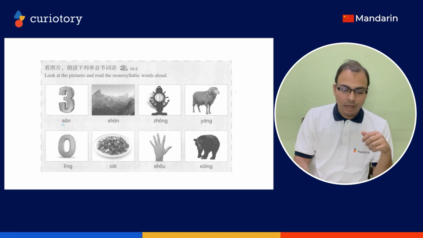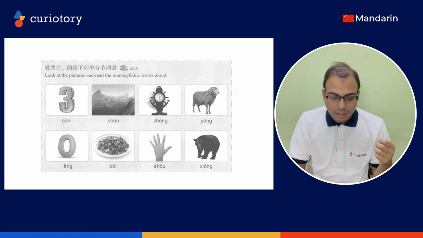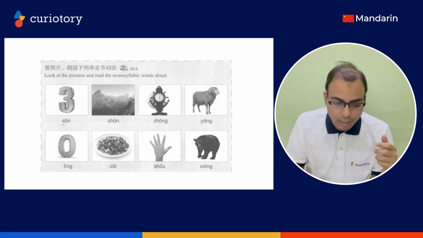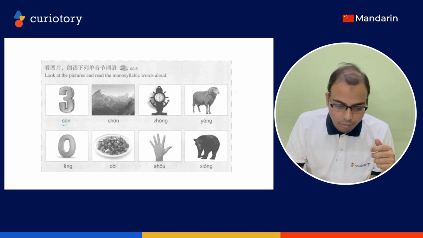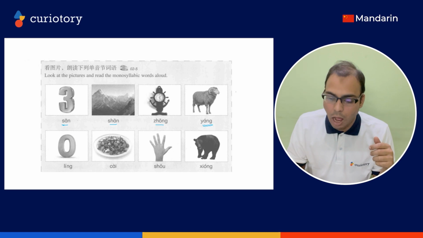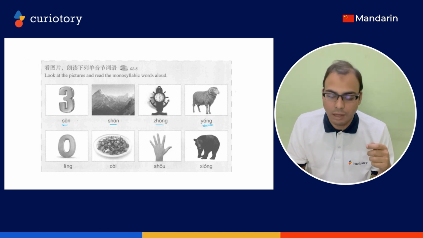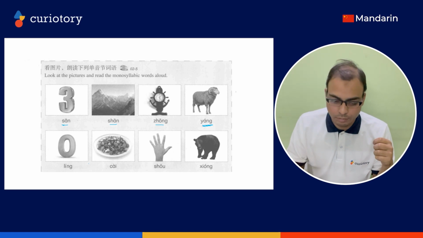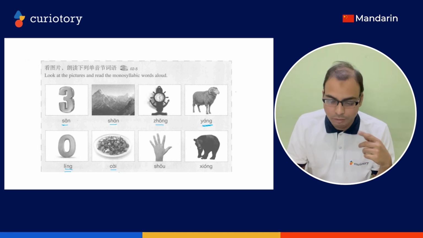So S is relatively easy, just like the S in English. San, Shan, Chung, Yang, Yang. Okay, it's a second tone. Your voice should be rising. Yang, Ling, Ling, Cai, Cai.